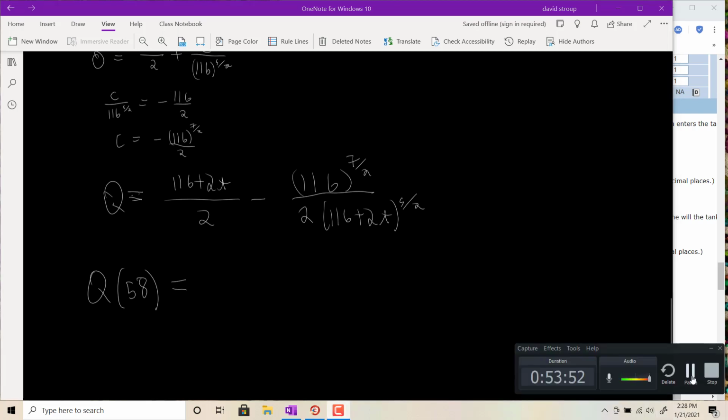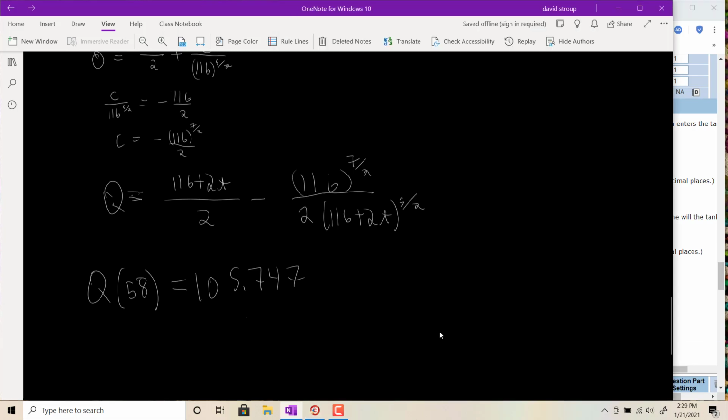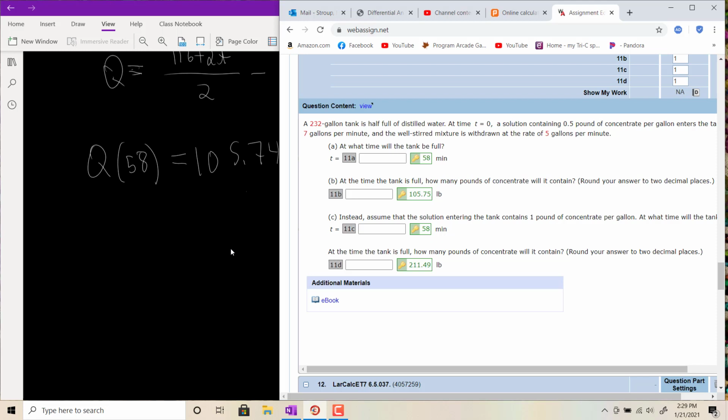Let me put that in my calculator. And I'm getting 105.747, so 105.75 pounds if you go to 2 decimals, which is the answer. At the time the tank is full, how many pounds of concentrate will it contain?